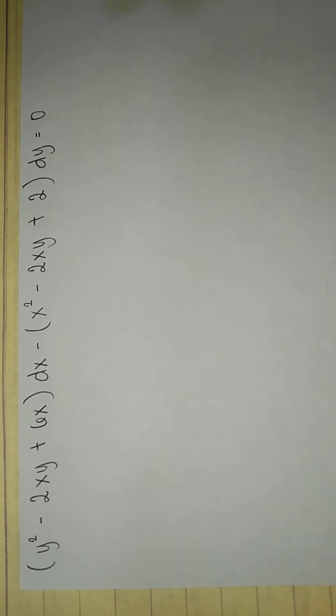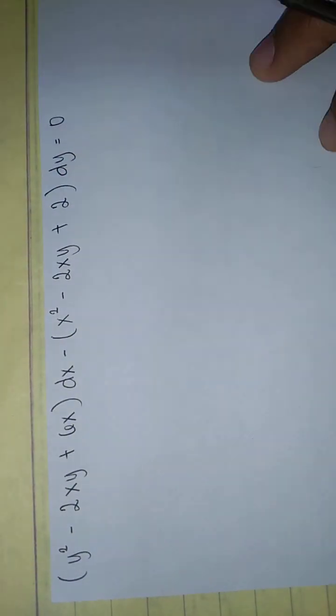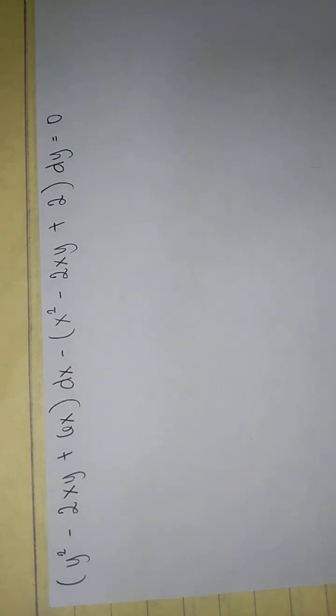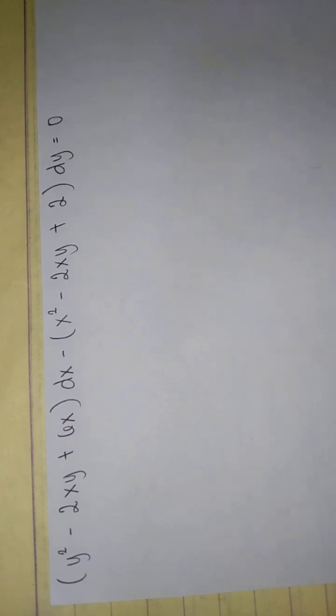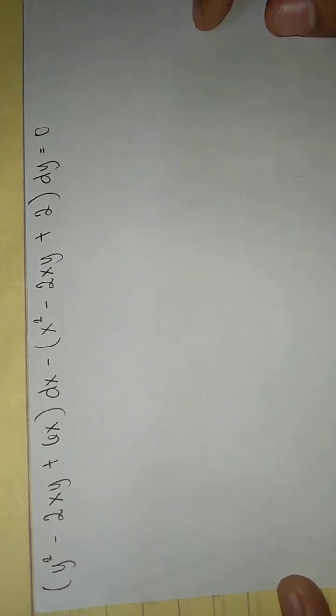Let's begin by solving the number 13 problem, which is (y squared minus 2xy plus 6x) dx minus (x squared minus 2xy plus 2) dy equals 0. To solve an exact DE, first we must test for exactness. By doing so, we're going to do this.